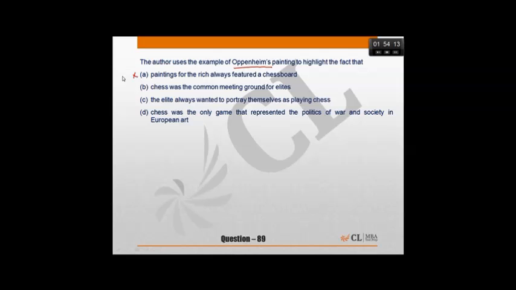Question 89. The author uses the example of Oppenheim's painting to highlight the fact that paintings always feature a chessboard. No, they were three people from different backgrounds. Chess was a common meeting ground. Yes, could be a common meeting ground. The elite always wanted to portray themselves as playing chess. Again, always wanted to portray, seems incorrect. Chess was the only game that represents politics of war and society in European art. No, not. It was a common meeting ground because there were three people from different backgrounds and cultures and religions, and hence that could be the answer.